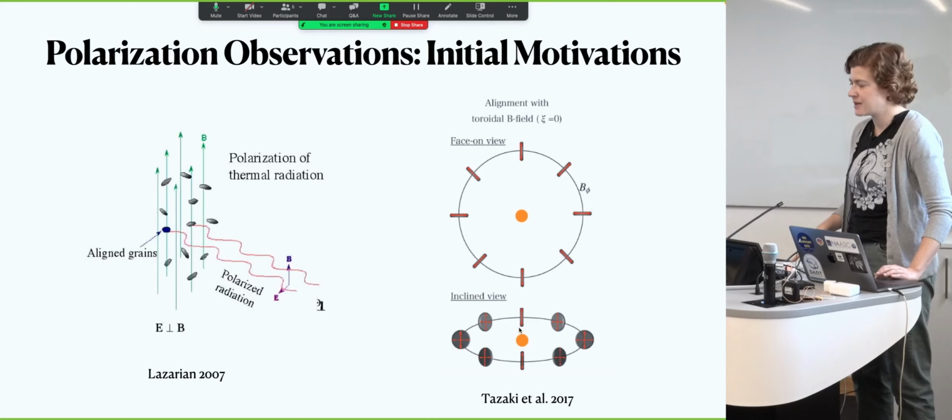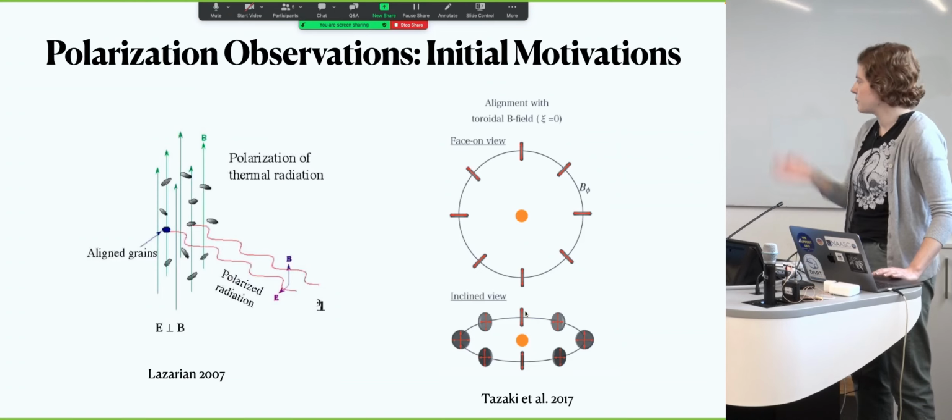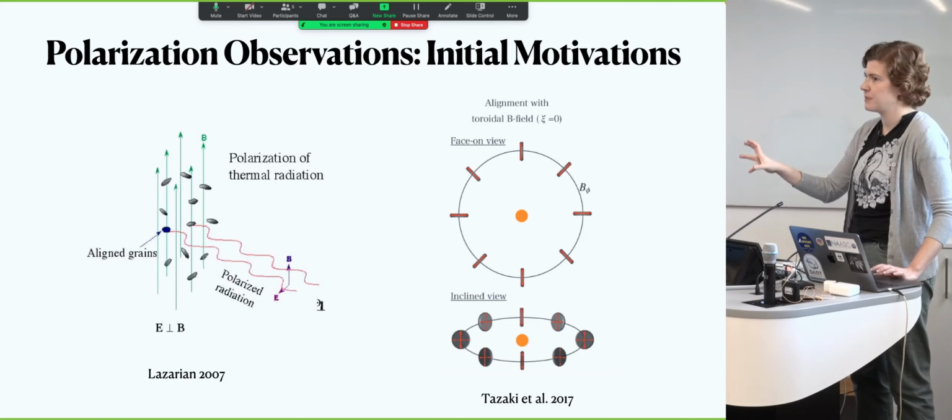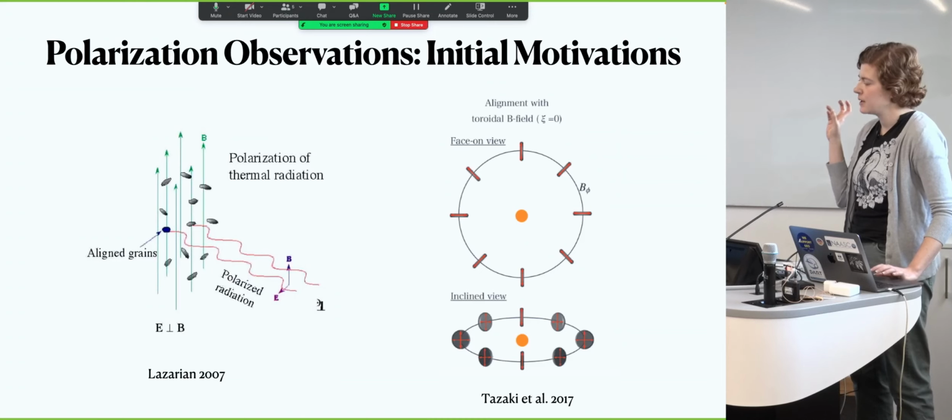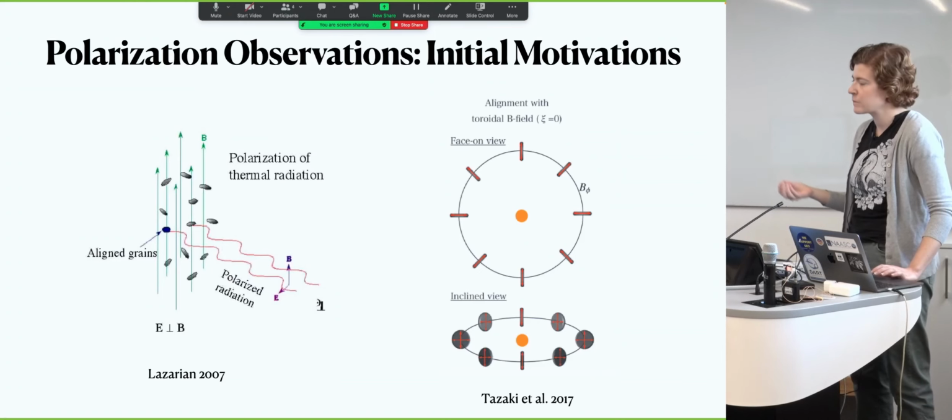In an inclined disk, along the minor axis, you're going to see those washers edge on, so you'll observe polarized emission from them. But along the major axis, those spinning elongated dust grains are going to look more circular in projection from your point of view, so you'll observe less polarization along the major axis.